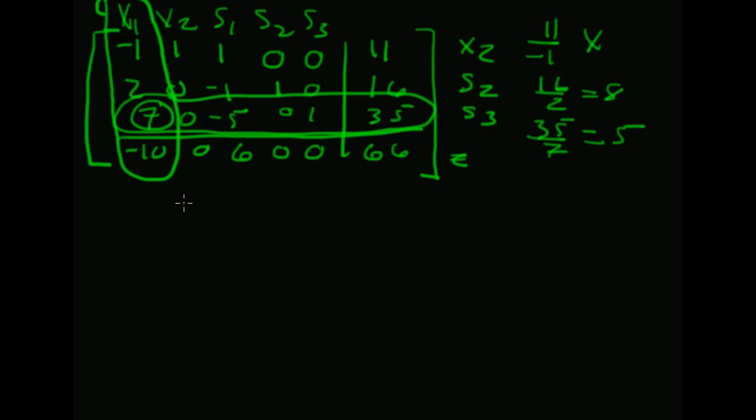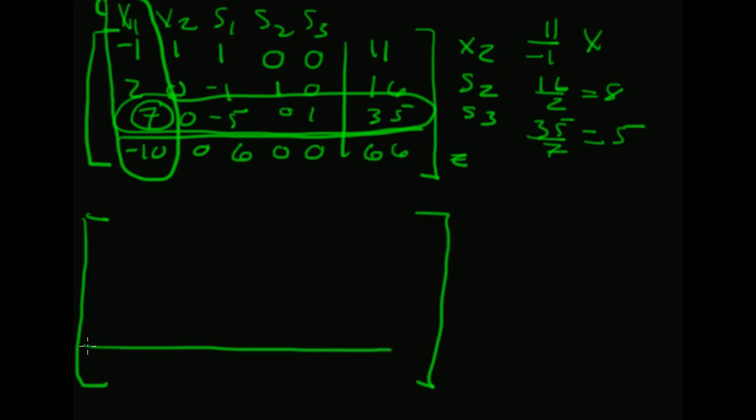Okay, this gets a little wonky here because we're actually going to get some fractions. All right, so we take the pivot row first, right? So this is going to become 1, 0, negative 5 sevenths, 0, 1 seventh, and let's see, 35 divided by 7 is 5. Okay, so I need these all to be zeros.